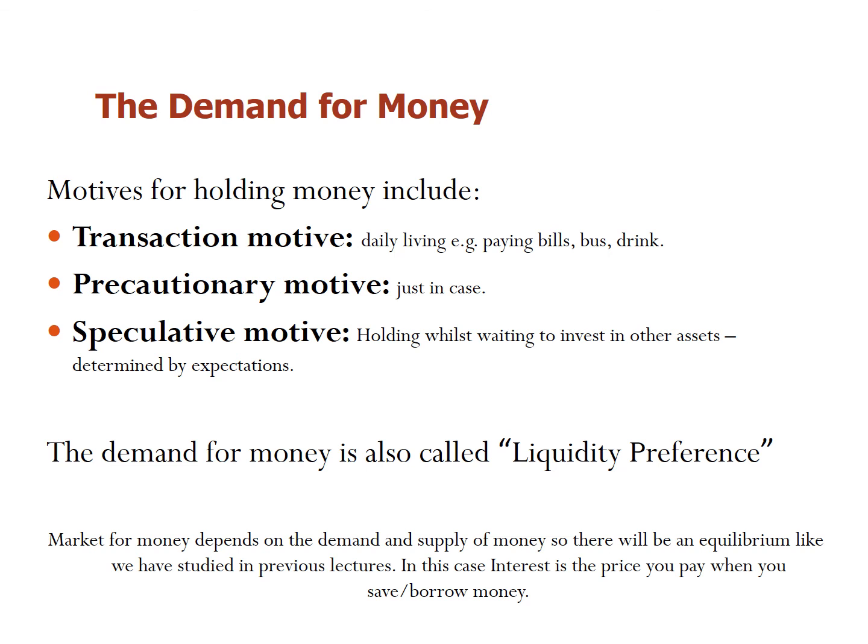Now, the market for money depends on the demand and supply of money, right? So demand, people who want the money, supply, the government who should supply its money. So there will be an equilibrium, like we've studied in previous lectures. There will be a place where demand will be equal to supply. In this case, the price you pay when you save or you borrow money is interest. So the price of money is interest.